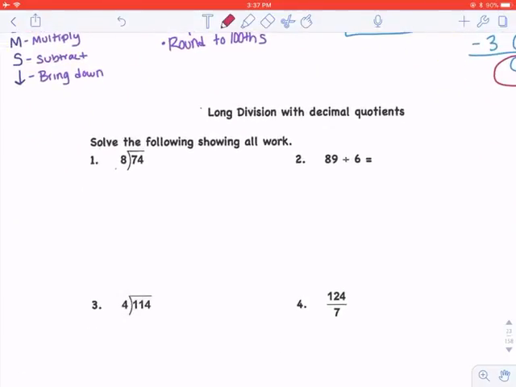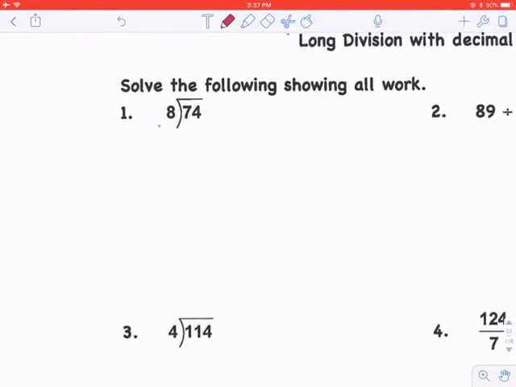Go ahead and try problem 1, pause the video and then come back when you're ready to go over it. All right, hopefully you're ready to go over it. I'm going to write down the rules: divide, multiply, subtract, bring down.